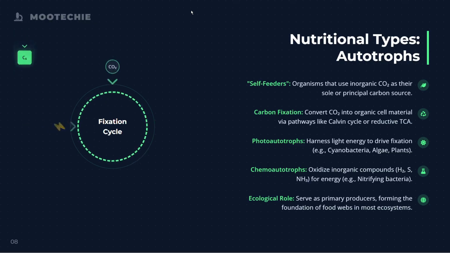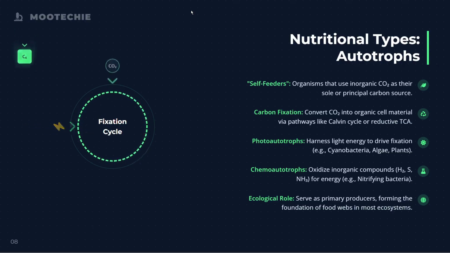They perform carbon fixation, converting that CO2 into the organic material that makes up their cells, using pathways like the Calvin cycle or the reductive TCA cycle. We can divide autotrophs based on their energy source. Photoautotrophs harness light energy to drive carbon fixation. Examples include cyanobacteria, algae, and plants.